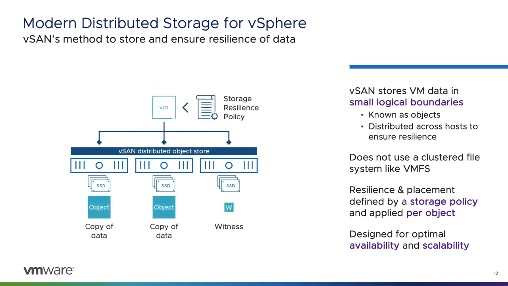VMware vSAN uses a data placement approach that is most analogous to an object store. VMs that live on vSAN storage are comprised of a number of storage objects, which can be thought of as a boundary of data. This data is placed across hosts in the cluster to ensure the resilience of that data. What makes vSAN so powerful is that the administrator simply applies a storage policy to one or many VMs that define the outcome or the desired level of resilience, and vSAN takes care of the rest.